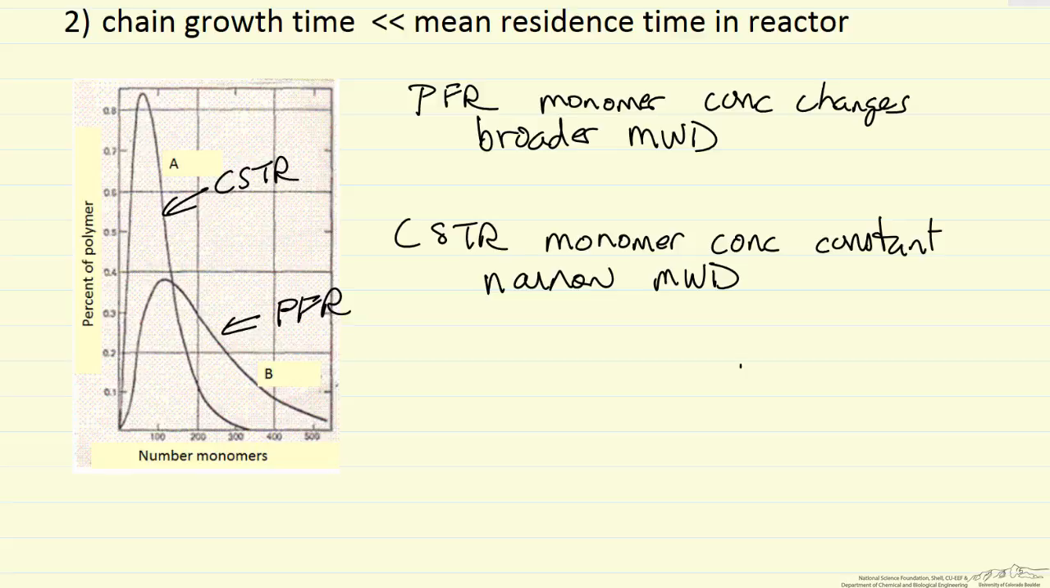And so very much which type of reactor we pick is going to depend on which type of polymerization reaction we're carrying out. And we see these broad or narrow distributions could be either a CSTR or a plug flow reactor depending on the type of polymerization.